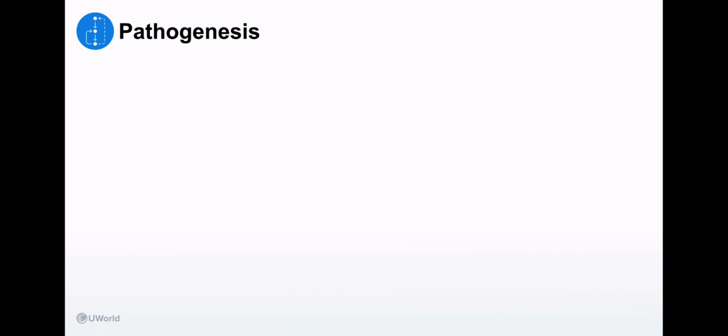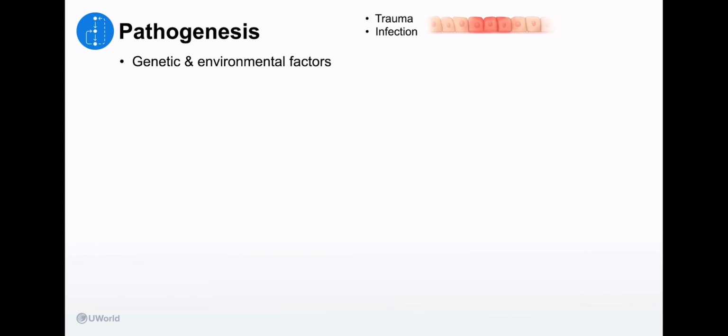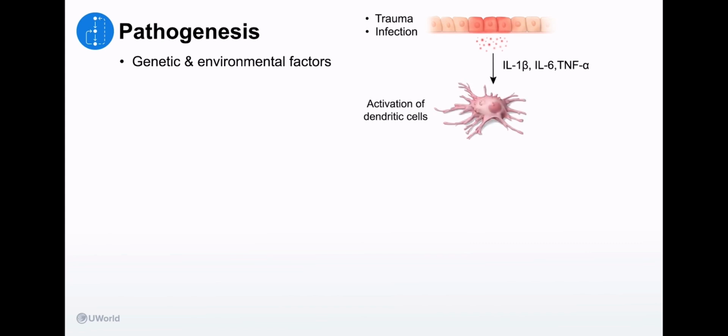Psoriasis is likely caused by a combination of genetic and environmental factors. In genetically susceptible individuals, environmental factors such as trauma or infection can trigger the disease in part by causing keratinocytes to release cytokines like tumor necrosis factor alpha that activate dendritic cells in the skin. The dendritic cells play an important role in jump-starting the immune reaction.